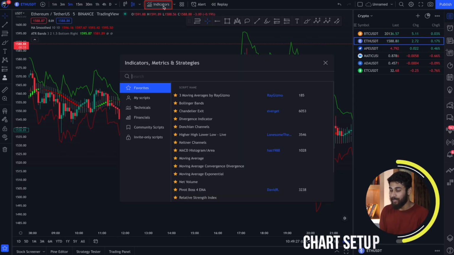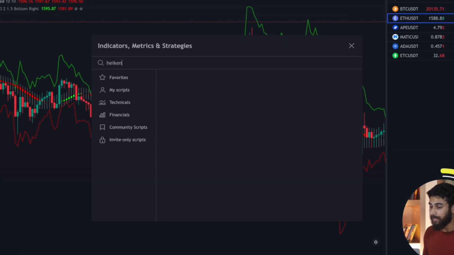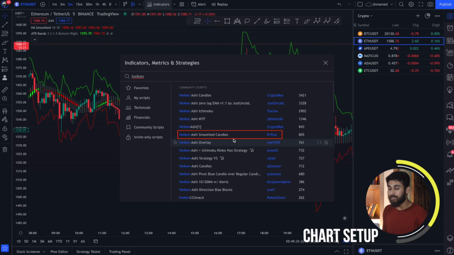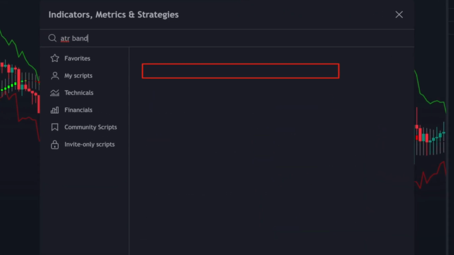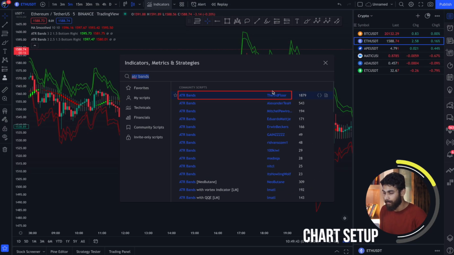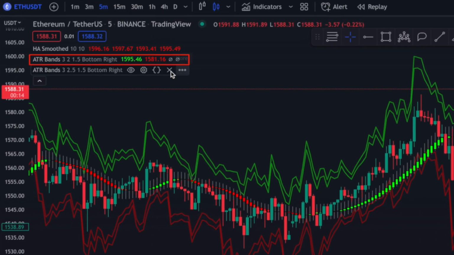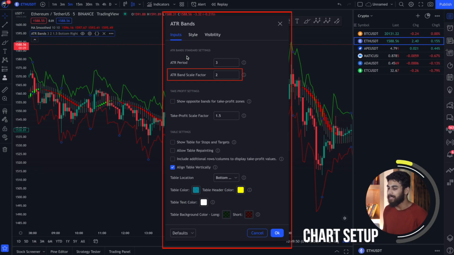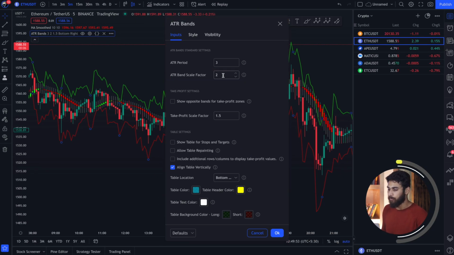For this, you will need two indicators. The first one is Heiken Ashi smooth candles by R+, and you will use default settings in this one. Now the next indicator is ATR bands, and this indicator will help us to find our stop loss. And you will need to change the ATR band scale factor to 2. So for that, just go to settings and change the ATR band scale factor to 2.